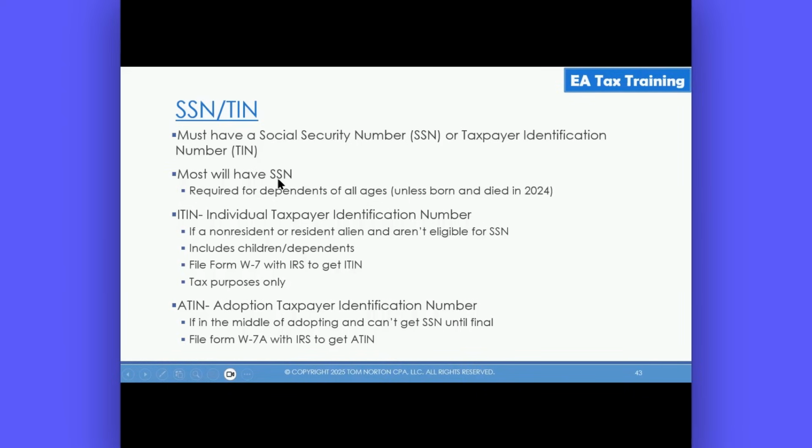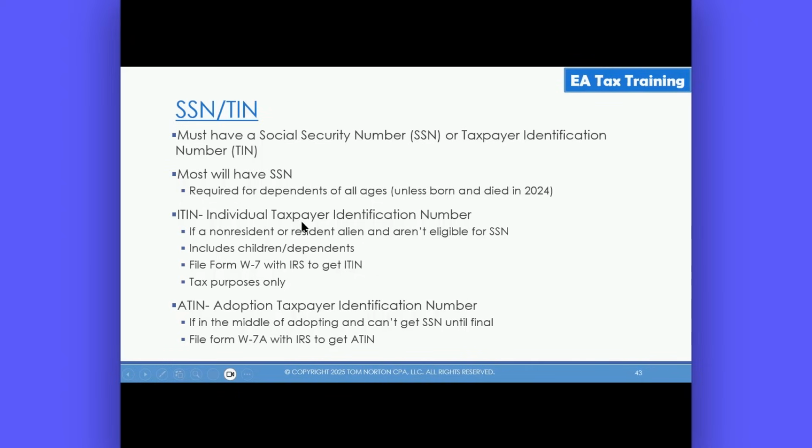So the taxpayers themselves, you have to put their social security number, and any dependents, you have to put their social security numbers. The only time a dependent does not have to have a social security number is if you have the unfortunate situation of a baby that was born and died in 2024. In that case, you do not have to have a social security number, but any other dependent does have to have a social security number or a taxpayer identification number.